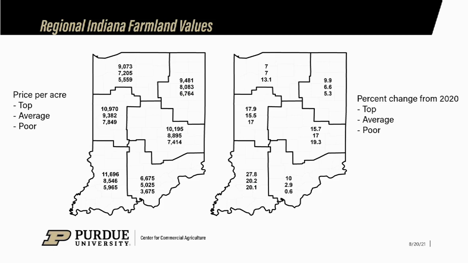So if you think about it, and I'm looking at your percentage changes here, the percentage changes in, for example, Southwest Indiana are quite large. Top quality land in 2021 was up almost 28%, average quality land up 20%. You compare that to the central part of the state, top quality was up about 16%. So that's a pretty big gap between what was going on in those 2 regions.